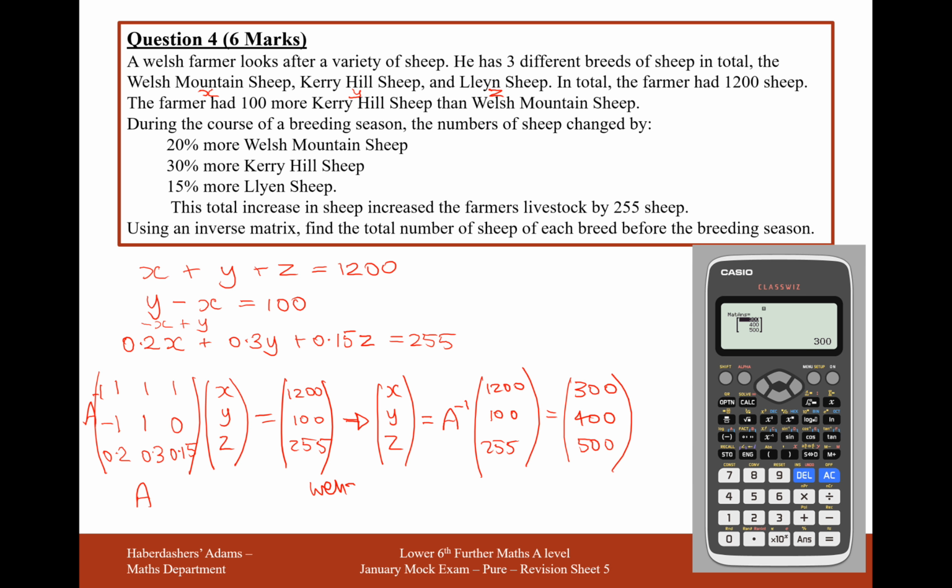So Welsh Mountain sheep equals 300. Then the Kerry Hill sheep is equal to 400, and the Lleyn sheep equals 500. So always with a context question, relate it back to the context of the question, your answer. Okay, right, that's 6 marks for that question.